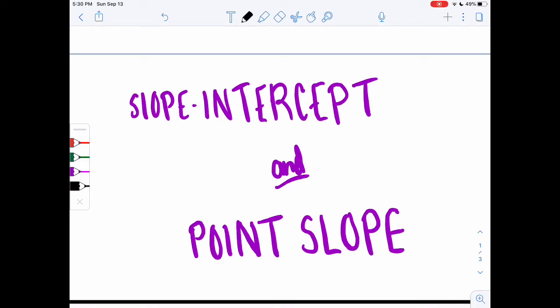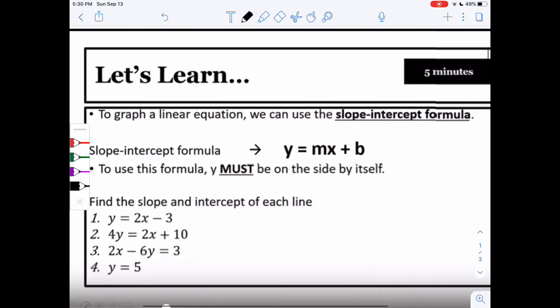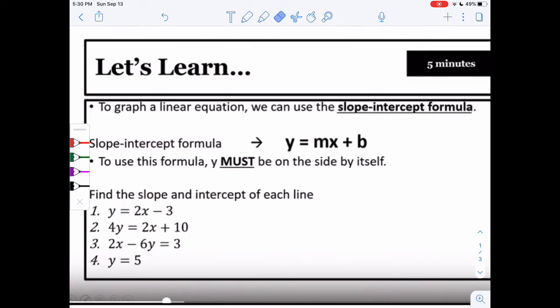Today we're going to learn about two different forms of a linear equation, slope-intercept form and point-slope. Both have different situations where they are more useful than the other one. So let's take a look. The first one we're going to look at is slope-intercept form.